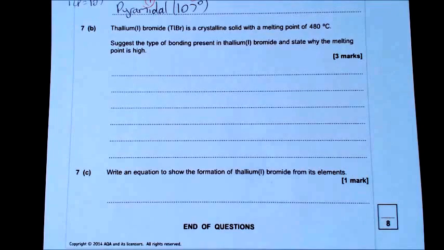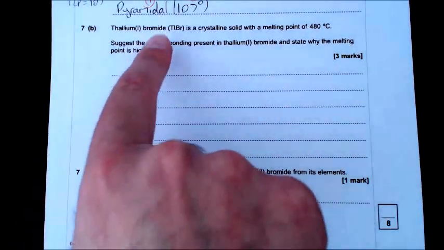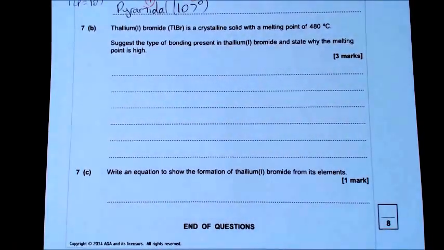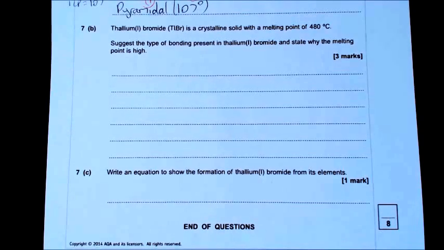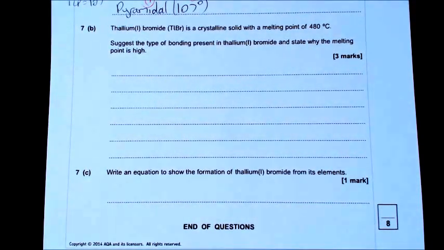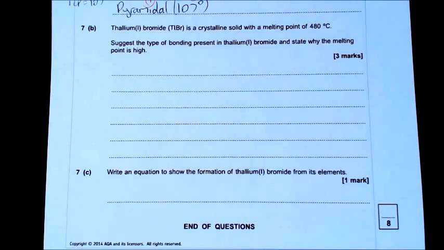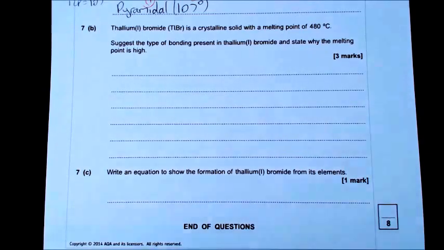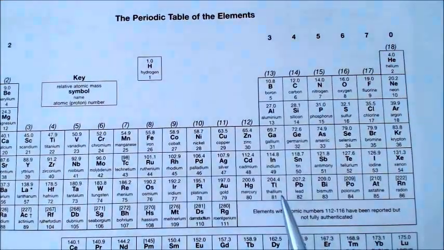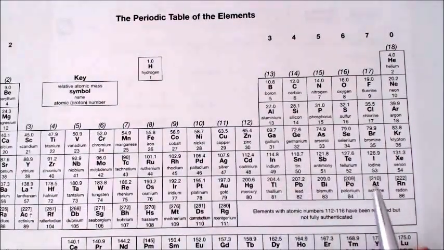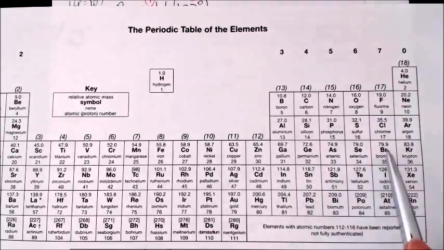And there we go. So we've got thallium-1 bromide, which is TLBr, is a crystalline solid with a melting point of 480 degrees Celsius. Suggest the type of bond present in thallium-1 bromide and state why the melting point is high. So what we're looking for is the type of bond that exists between them. So as you can see, periodic table, thallium is down here in the periodic table, so it falls well into the metal area, and this is reacting with bromine, which is obviously a non-metal.